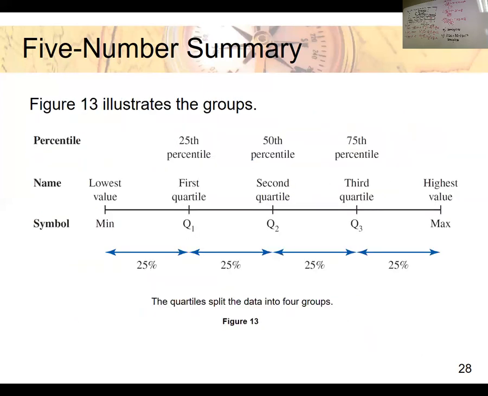So if I go back to that slide, here's Q2 right here. To the left of it is 50%, and to the right of it is also 50%. That splits the entire data set in half. And of course, 25% of the data are less than Q1, and 75% of the data are greater than that. And then of course, Q3 separates the bottom 75% from the top 25%.